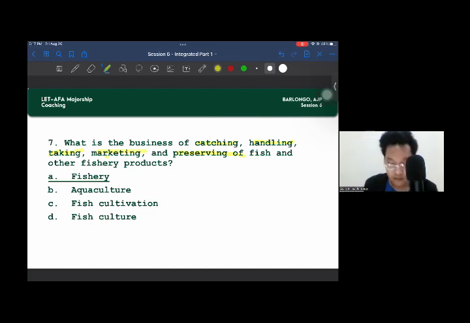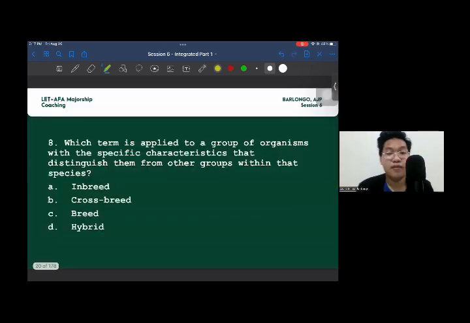Ayan. And madidiscuss din doon yung aquaculture. Ayan. So number 8, ito. Which term is applied to a group of organisms with the specific characteristics that distinguish them from other groups within that species? So A, inbred, B, crossbreed, C, breed, or letter D, hybrid.